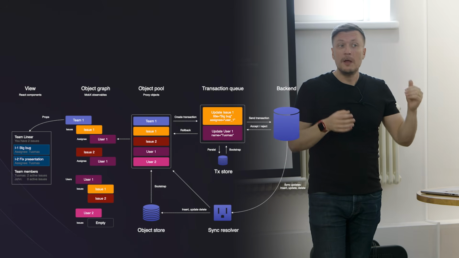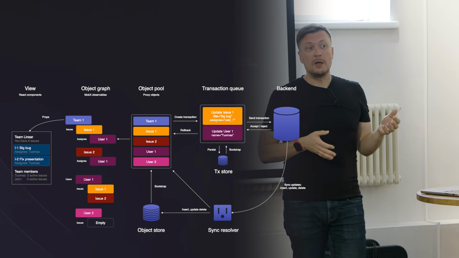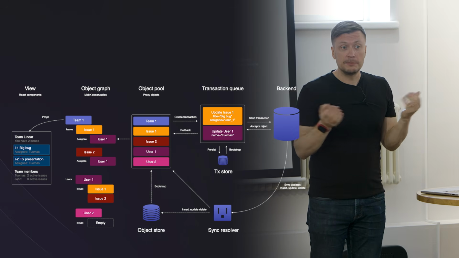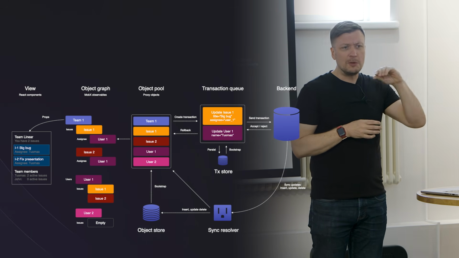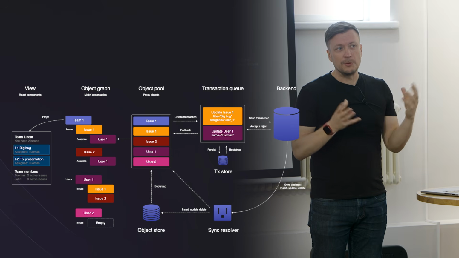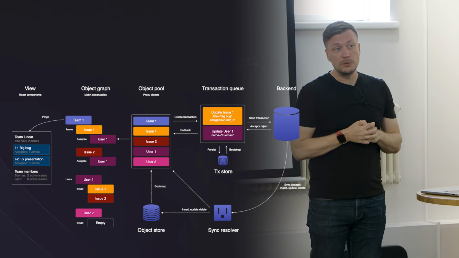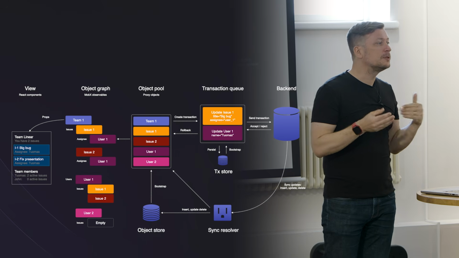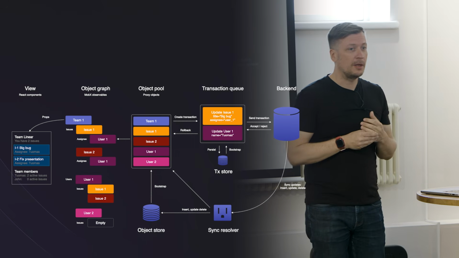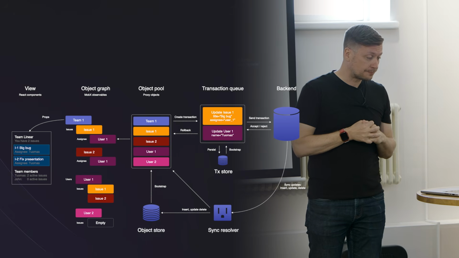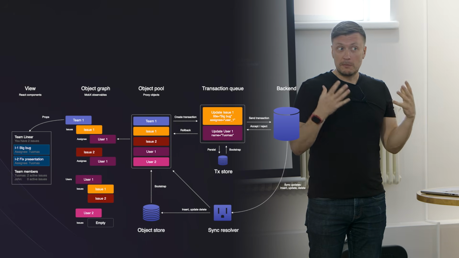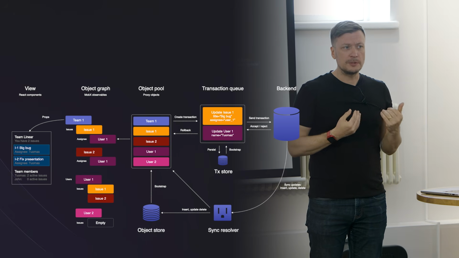So effectively, when you render your views, they will automatically stay up to date without you literally doing anything. There's an observable function that you need to wrap your component in, but that's literally all you need to do in order to make your view stay up to date with all the changes in the model in the object graph. And that holds true for any real-time changes as well.